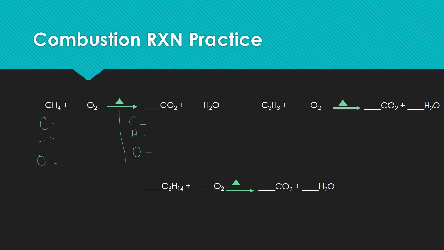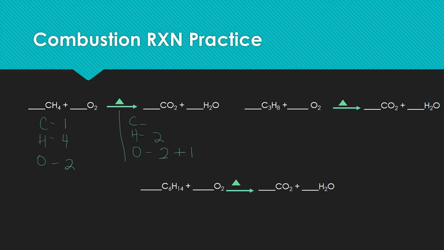So C, we have 1, H, we have 4, O, we have 2. On this side, C, we have 1, H, we have 2. O's, if we look, we have 2 here and 1 here. So that's how I'm going to write them. 2 plus 1. I'm not going to make them equal 3 because it's going to mess you up when you start putting coefficients. So when you do combustion, you're going to balance always carbon and then hydrogen, and then you'll save oxygen for the end.